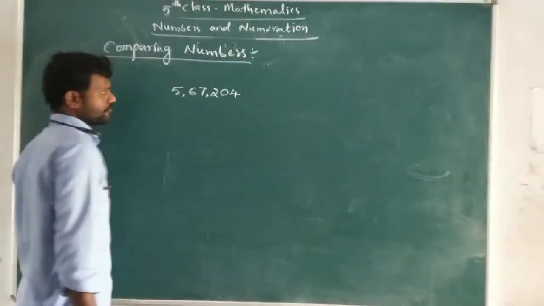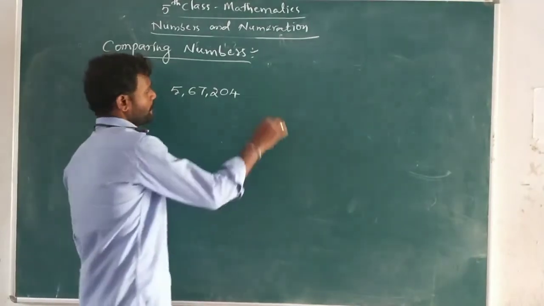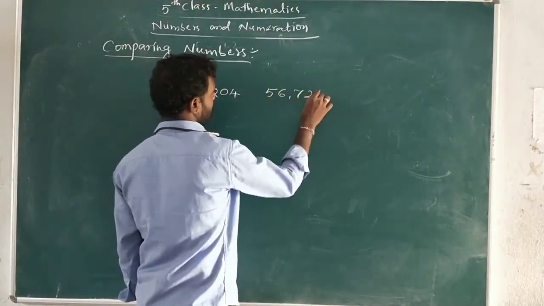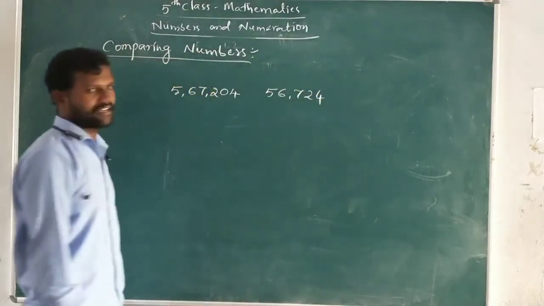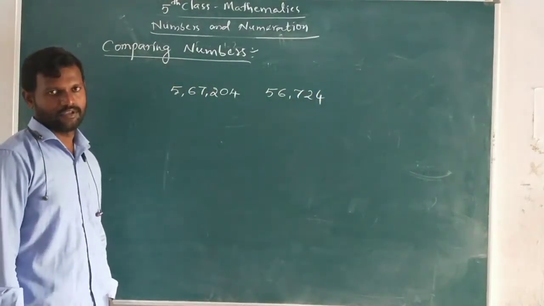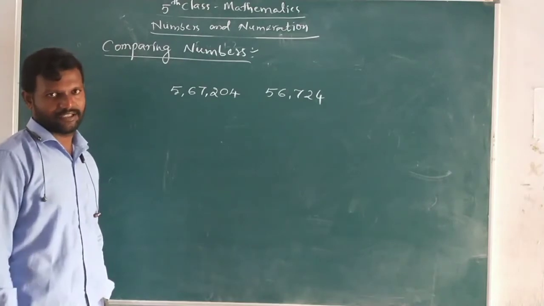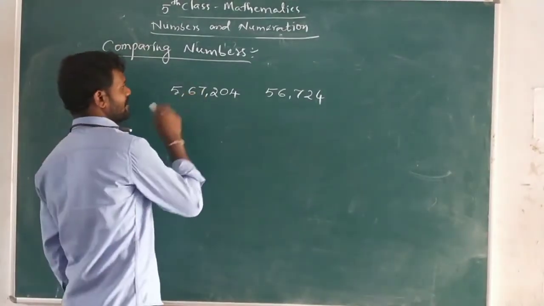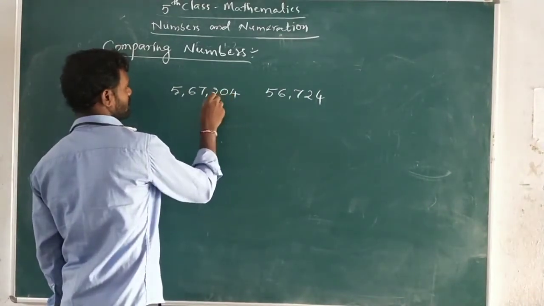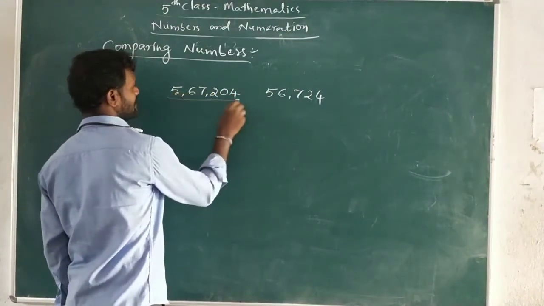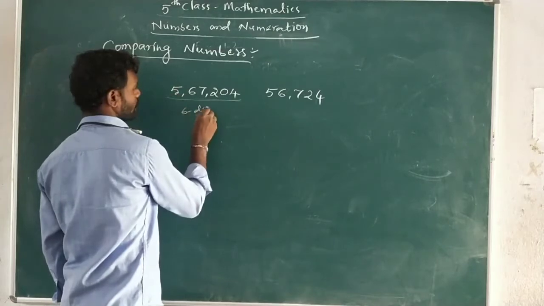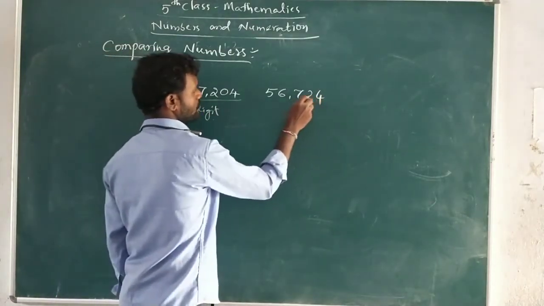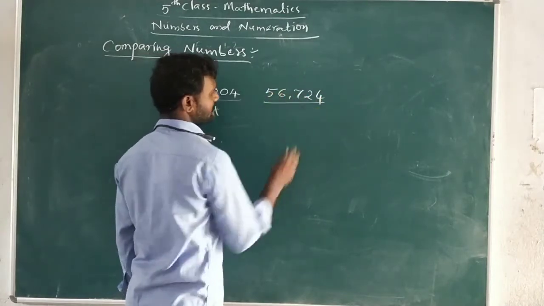5,67,204 is one number, and 56,724 is another number. So which is the larger number here? First count the digits. How many digits are there? 1, 2, 3, 4, 5, 6. It is a 6-digit number. And next count here: 1, 2, 3, 4, 5. This is a 5-digit number.